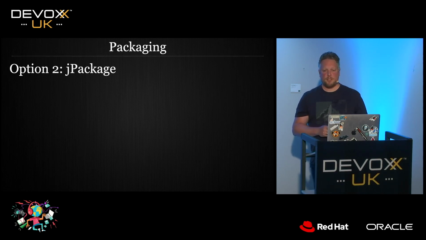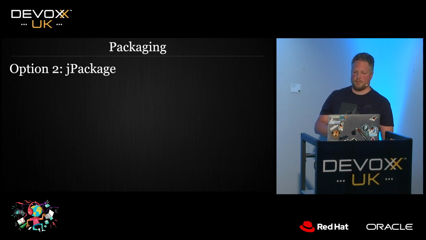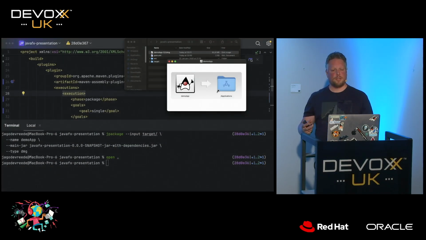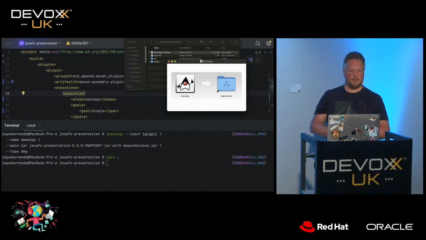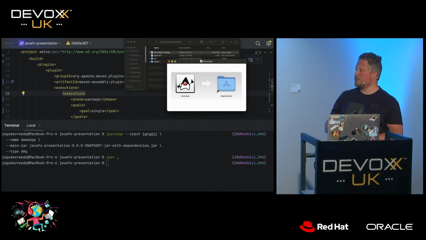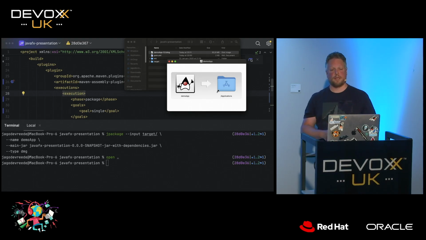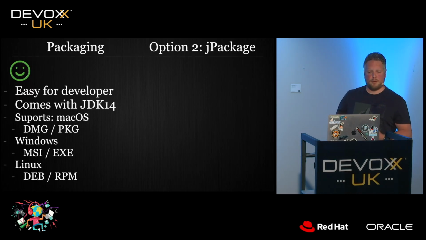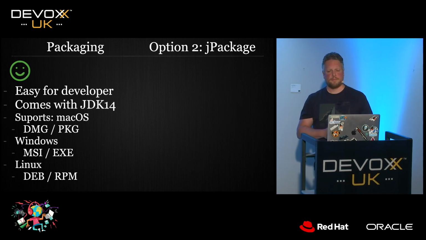We have, for example, JPackage. And JPackage is actually shipped with JDK 14. It is an addition onto the fat jar. So first you create your fat jar, and then you call the JPackage application and tell it where the jar is and what type of image you want. For macOS, you can create a DMG, for example, and then you get an application that you can drag and drop in your applications folder in OS X. This also works on Windows and Linux, and there are multiple ways of packaging your application. Like I said, it is quite easy and comes with JDK 14.